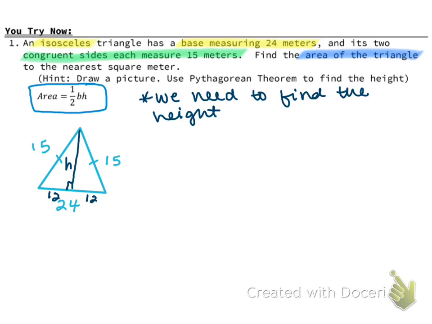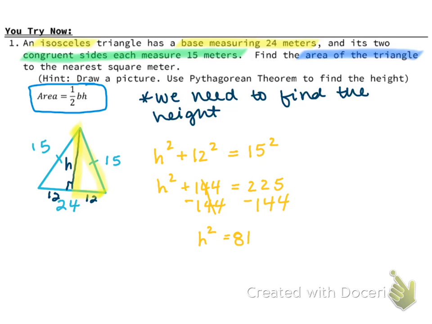So now I can use this right triangle here for the Pythagorean theorem so I can figure out the height of my triangle. So h squared plus 12 squared equals 15 squared. Simplify, h squared plus 144 equals 225. Subtract 144 from both sides, it will cancel on the left. I have h squared equals 81. Take the square root, so the height is 9.